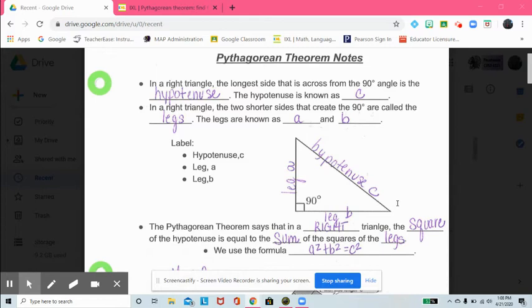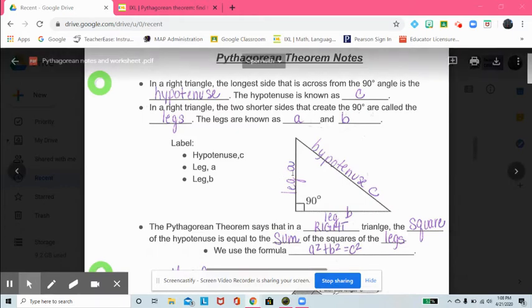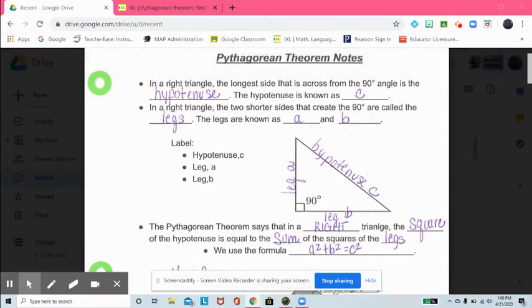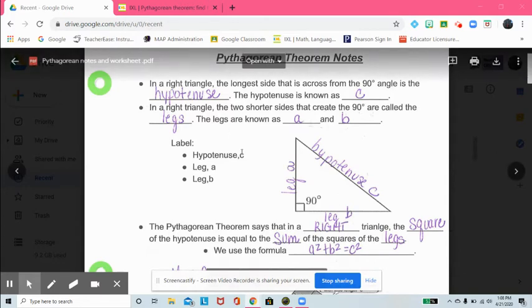So it says in a right triangle, the longest side that is across, so like right here, here's your 90-degree angle, it's across, is called the hypotenuse. And that is always your C. Always, always, always your C in the formula. In a right triangle, the two shorter sides that create the 90 degrees are called your legs, which are A and B. Now, it does not matter if you put B and A or A and B.